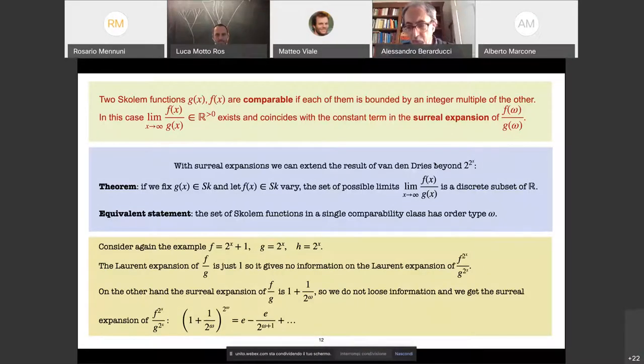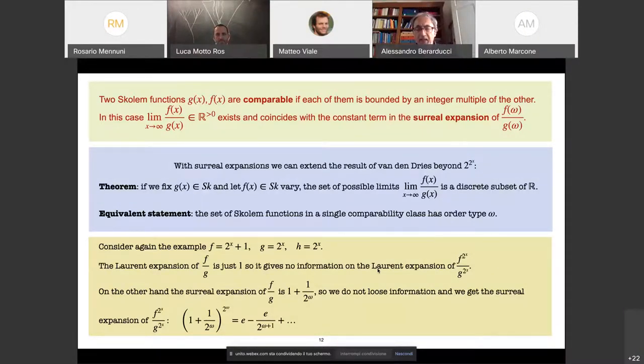F raised to the 2 to the x is outside of the fragment considered by Van den Dries and Levitz, but we can apply our procedure, our method. So you start by considering the surreal expansion of f divided by g. You plug in omega, you get 2 to the omega plus 1 divided by 2 to the omega. This is just 1 plus 1 over 2 to the omega. 1 over 2 to the omega is a monomial, so this is already in normal form.